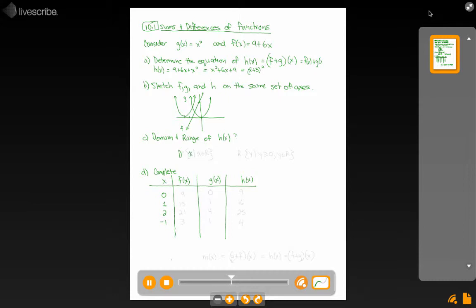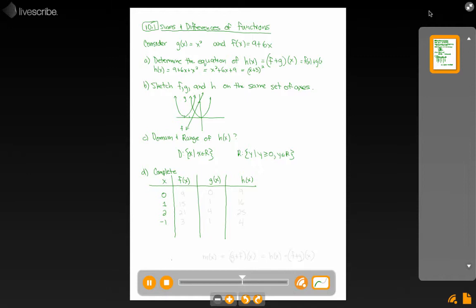The domain is just x can be an element of all real numbers. There's no limit on what x can't be when you've got a parabola y equals (x plus 3) squared. The range, however, is a little bit limited. You've got y needs to be greater than or equal to 0. There's no negative values once you square the x plus 3. So you've got that as your range.